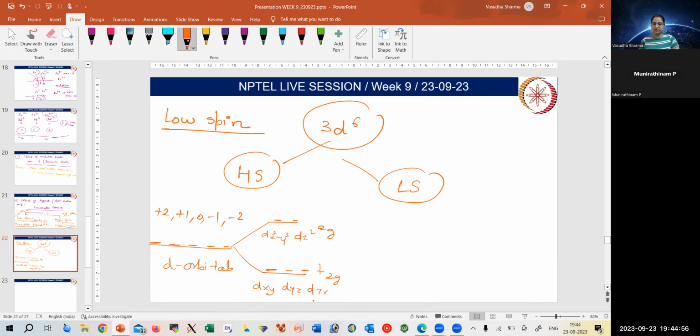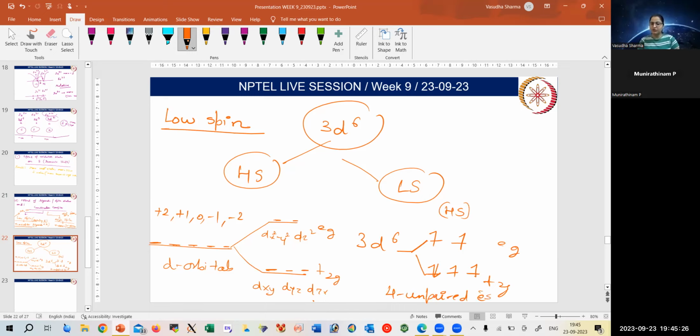So if I have 3d6, in the case of high spin most of the electrons would be unpaired. So if I have to fill in this manner, T2g and Eg. Firstly, each orbital would be filled by one electron, and the sixth electron would come as a pairing. So there are 4 unpaired electrons now. That is in the case of high spin.